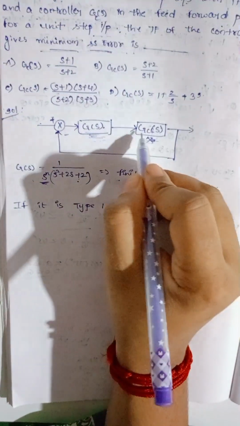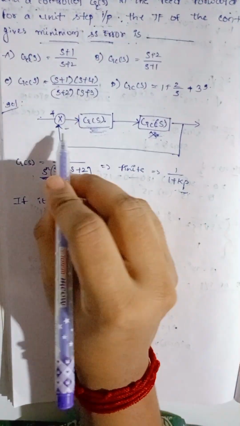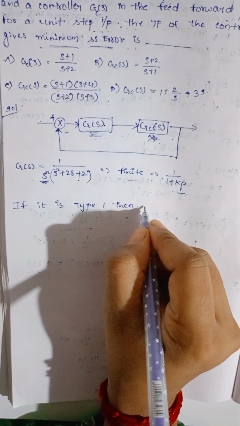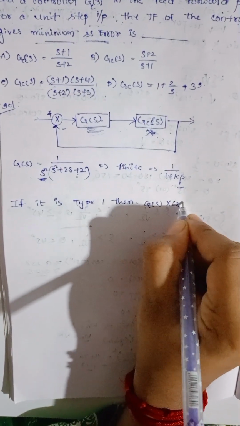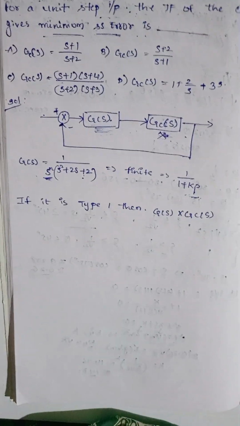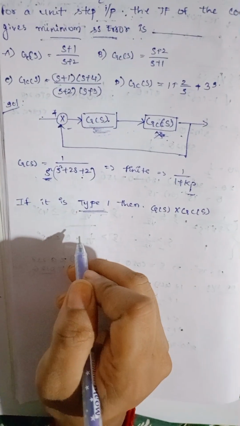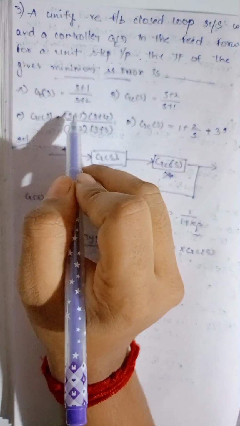For type 0 we consider only Gc(s) is 0. Now the actual forward path gain is G(s) into Gc(s), so it is type 1 and we consider G(s) into Gc(s). And for type 1 we need a pole at origin. Now let's check the options.